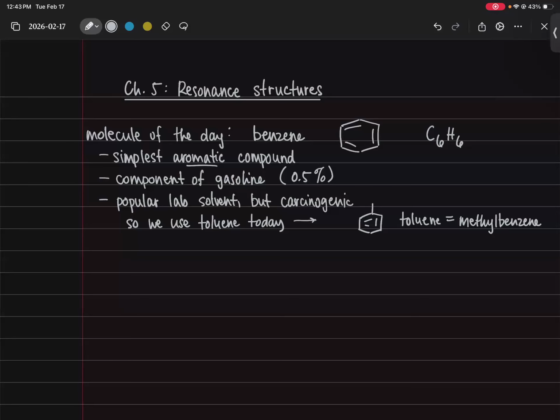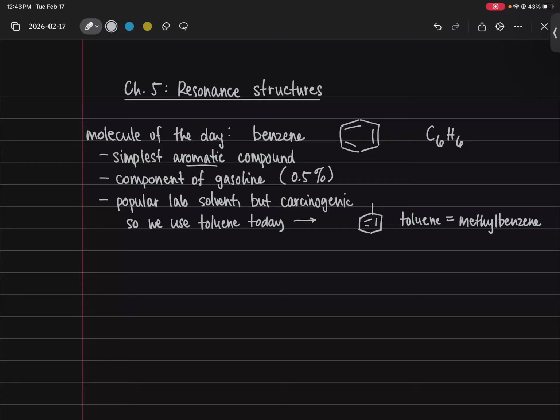Okay. So next topic: this chapter is really a hodgepodge of a bunch of different things. Mostly we're going to talk about resonance structures and a couple other things as well. So, molecule of the day for today is benzene. This is a good molecule of the day for one of the lectures in organic two, but I figured what the heck, we'll do it today.